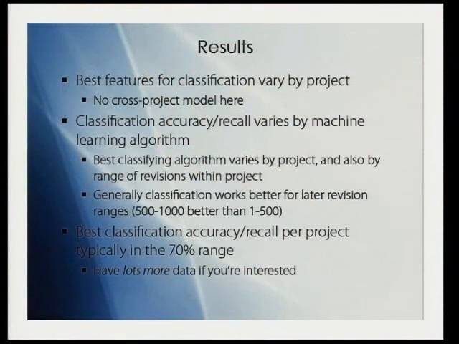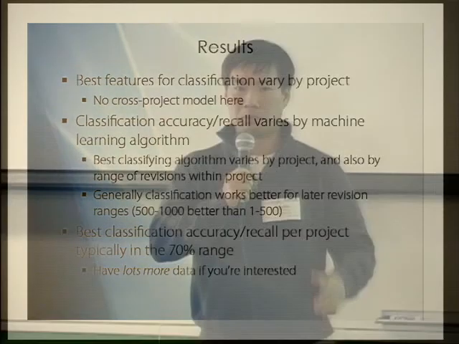For the results here, the best features for classification vary by project. So there is no cross-project model here. Also, the best machine learning classification algorithm varies from project to project. And what you can find is that we can predict with about 70% accuracy and recall. But we think this is very promising because what we used is very basic.